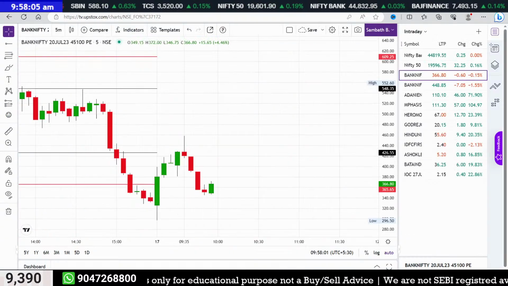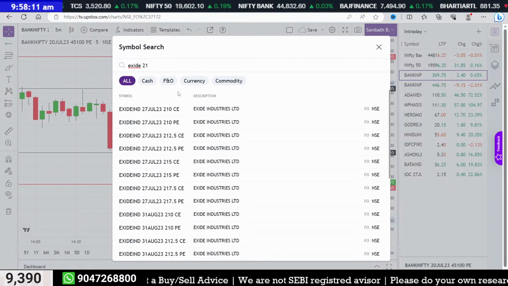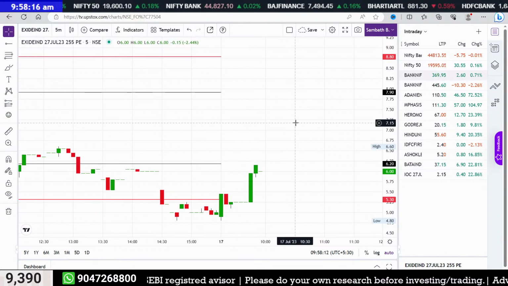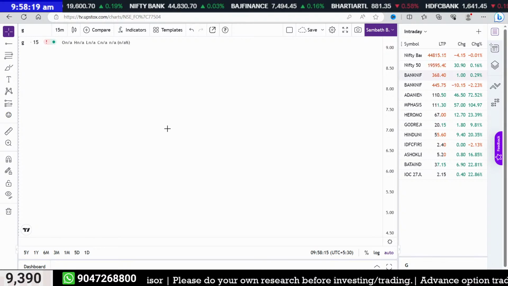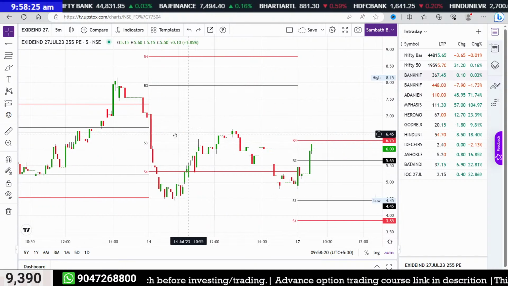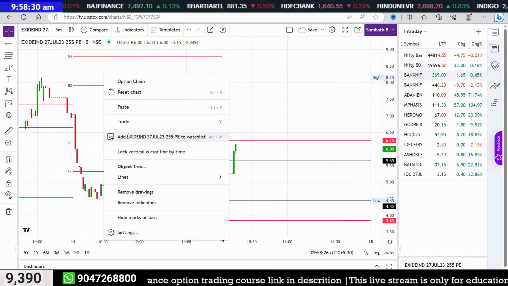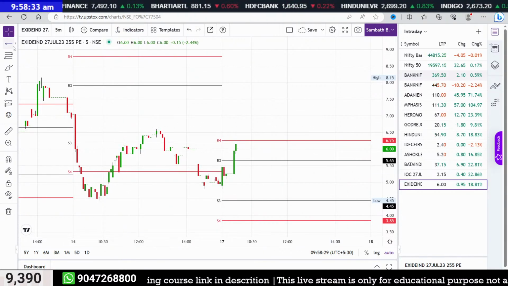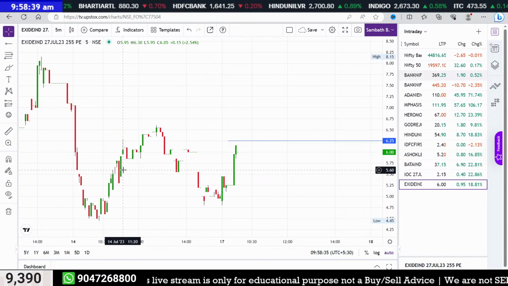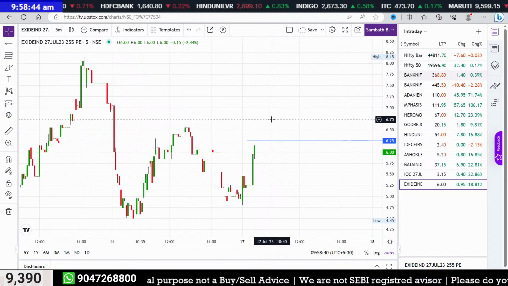Let me check 255 Exide. Put option, this is what is slightly moving higher. Daily time frame, sorry. Exide may be looking good at this point. 6.25. That is also the level we can focus on. Previously it went to 8 rupees, again returned back to 4, and now it is moving to the top.